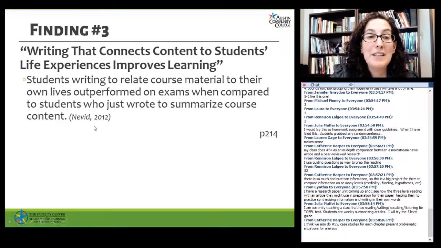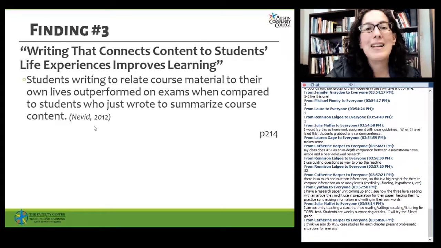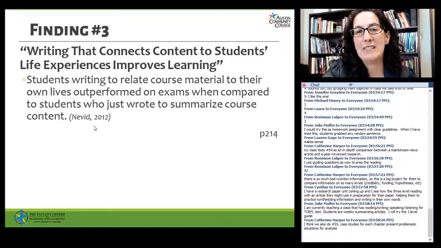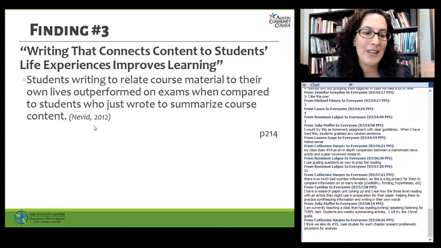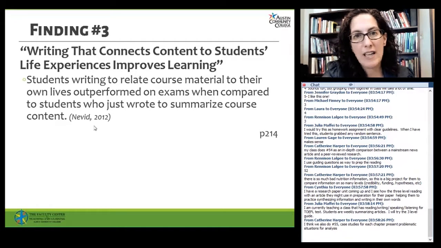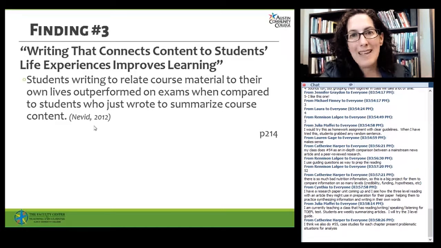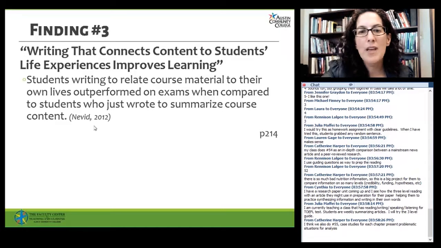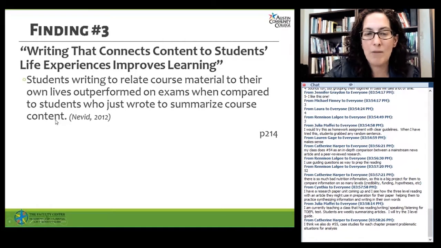All right, finding number 3, we're digging through all these and then we'll take a minute to reflect on them, so bear with me. Writing that connects content to students' life experiences improves learning. This is just what we were talking about in the last section. If you get students to connect reading to themselves, if you get students to connect writing to themselves, it helps. They are now, instead of just memorizing these random facts about your class, connecting it to a web of knowledge that they already have, and it's way easier to find that information later. So making that connection will help them retain it, it makes it easier to retrieve, and it really does help them do better on exams.